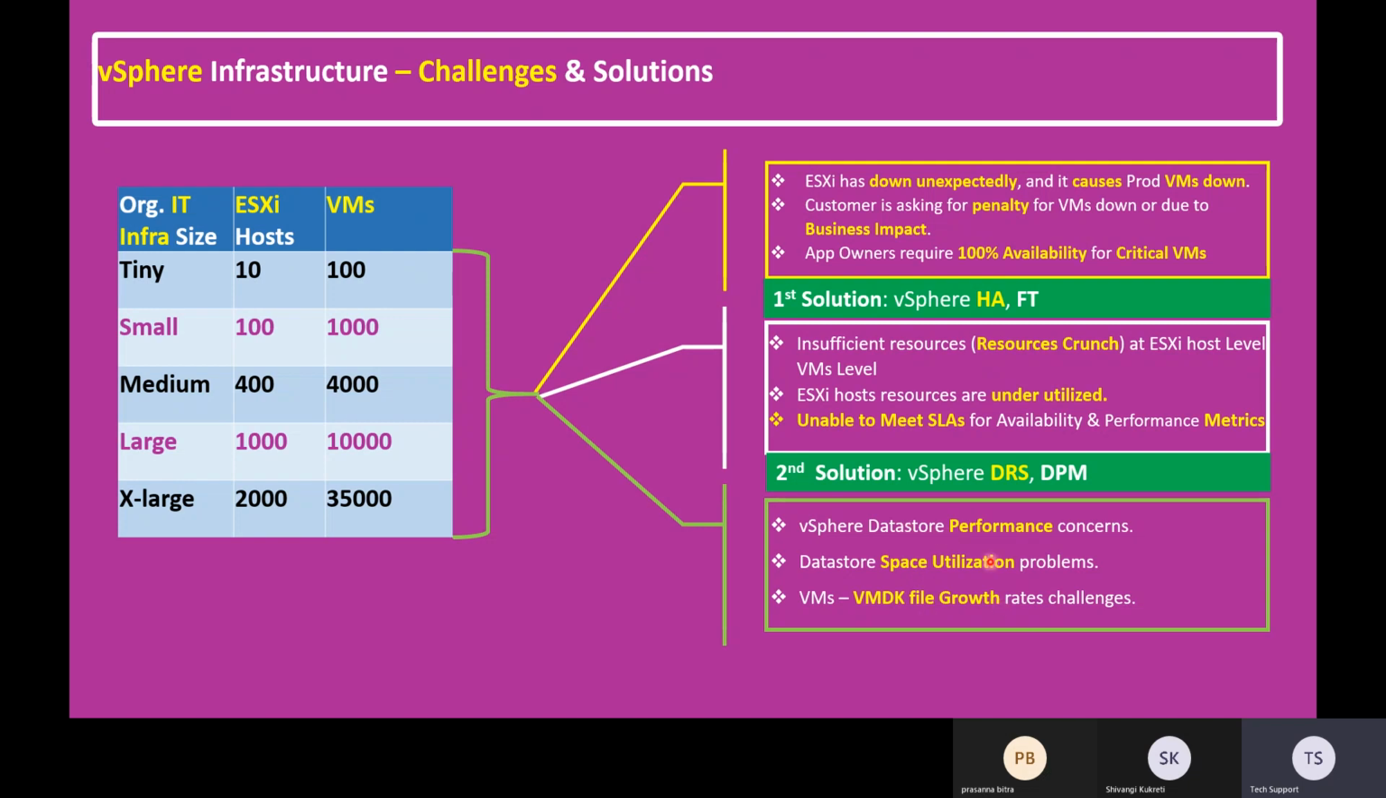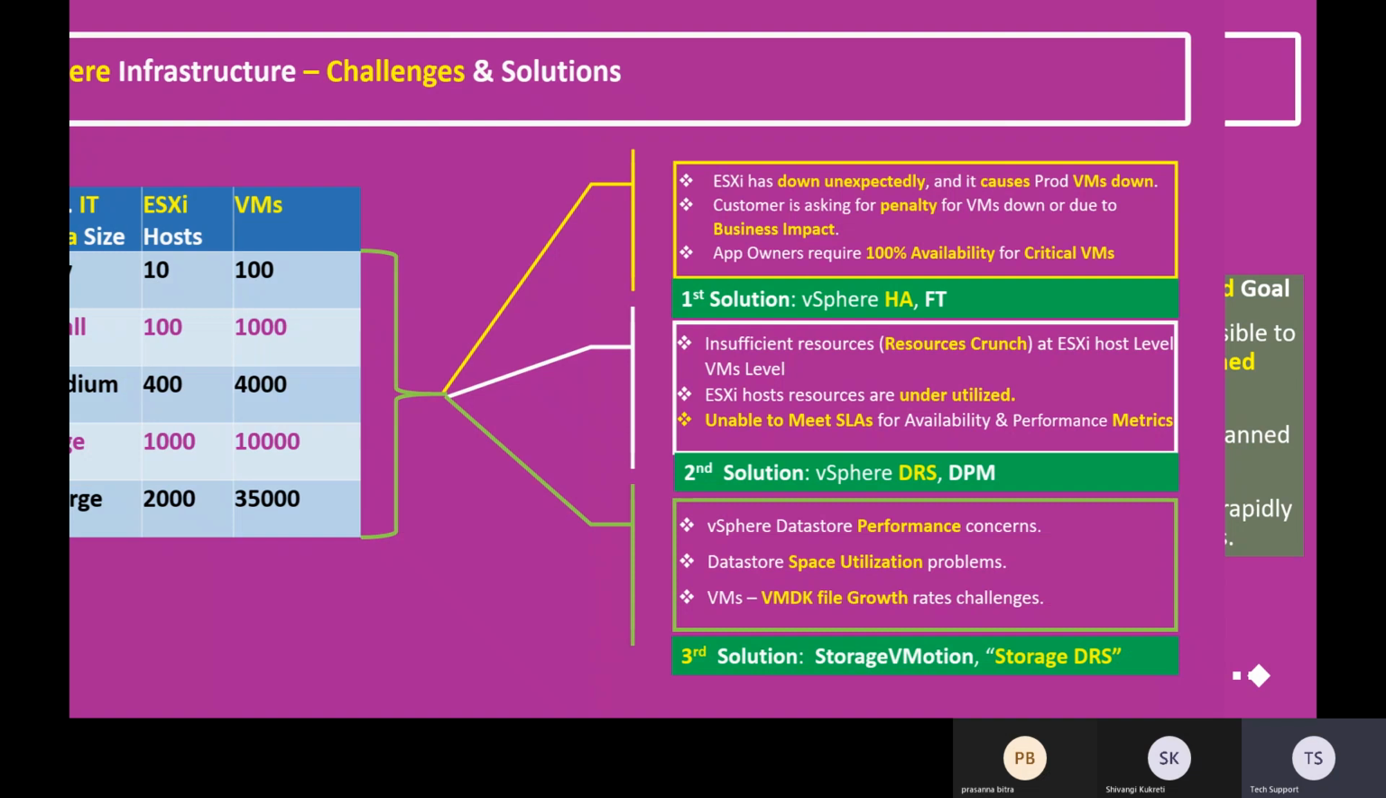In order to address these challenges, we have a solution, that is storage vMotion. Normally, if you have a datastore performance concern on any one datastore, we can migrate the VM to another datastore. Similarly, even if your datastore space is completely full, the solution is we can do storage vMotion manually from one datastore to another. Even if VMDK file growth increases, we'll go for the storage vMotion feature. But storage vMotion is a manual feature. If you require an automated feature, that is storage DRS.